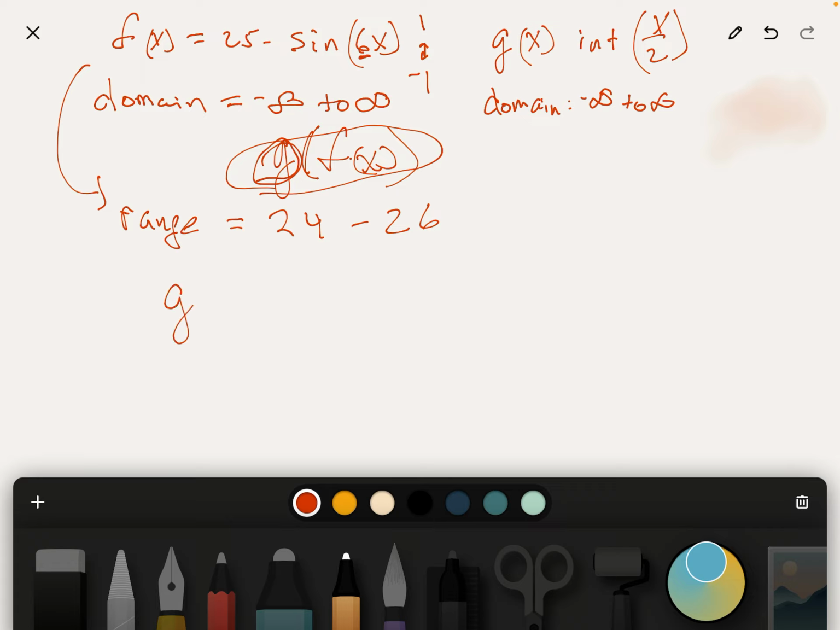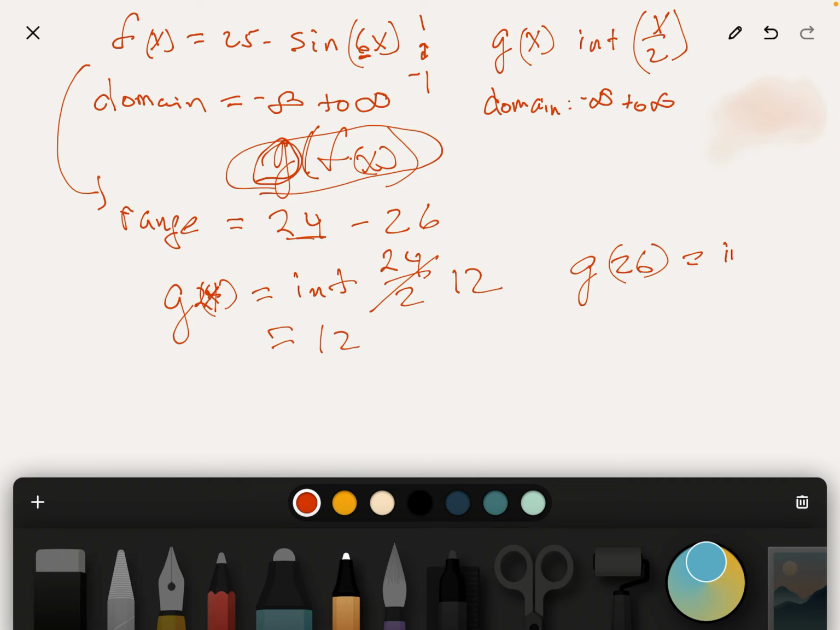So if we start with the minimum of that domain, g of x in this case is going to be the integer function of 24 over 2, which of course is just 12, and that equals 12. And then g of 26 equals integer of 26 over 2, or 13, equals 13.